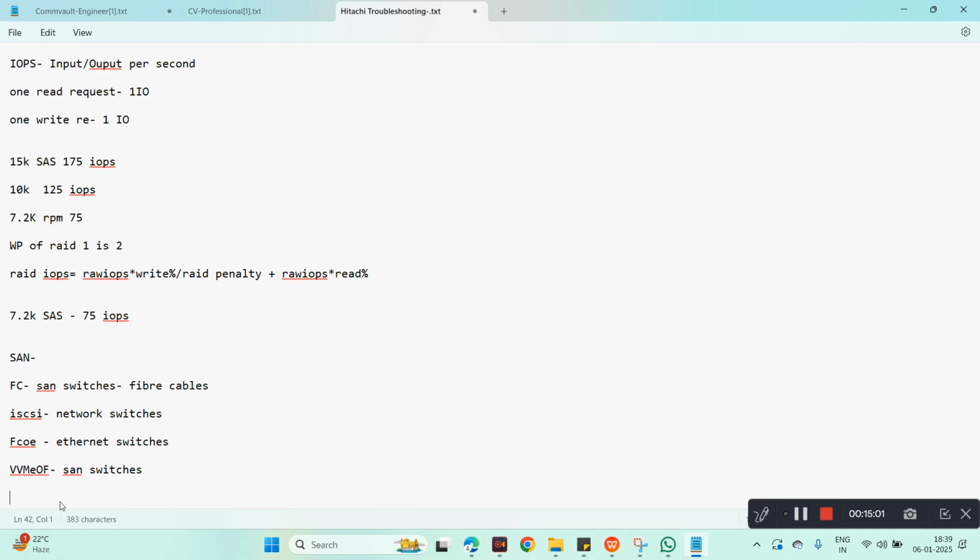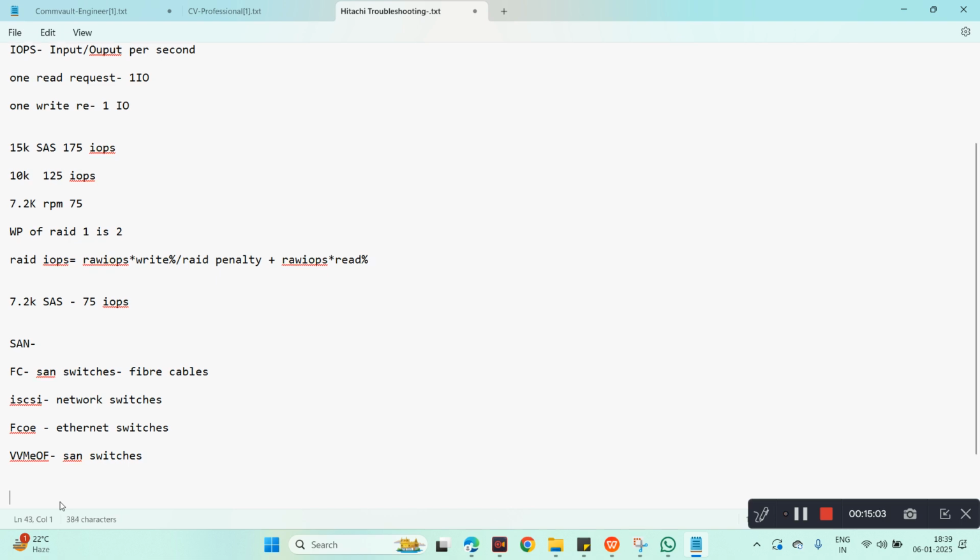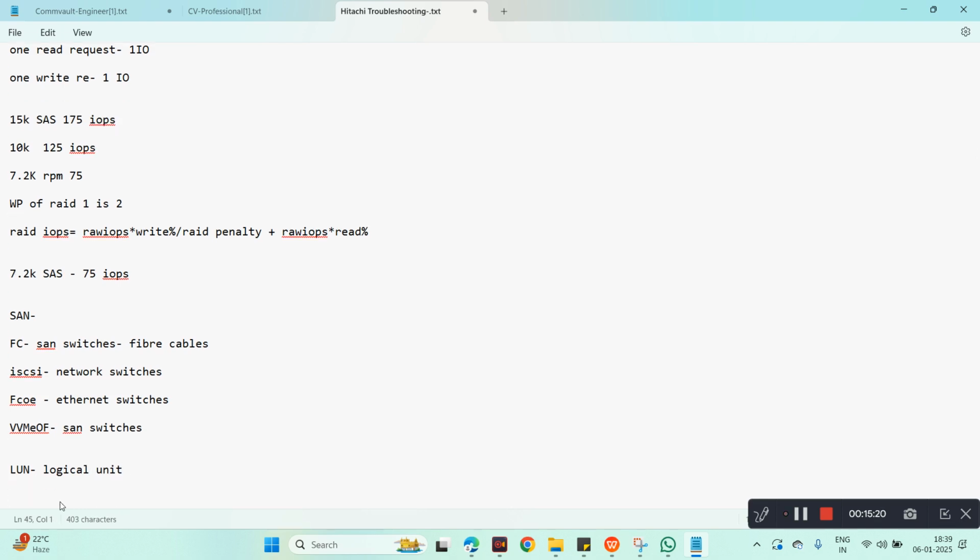In SAN, the basic thing that you have to understand is the LUN, which is a logical unit. It's just the smallest representation of space. Suppose somebody asks you to give 10 GB of space, what do you do? You create a 10 GB LUN and you allocate it to the host.